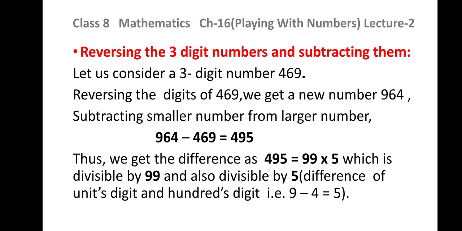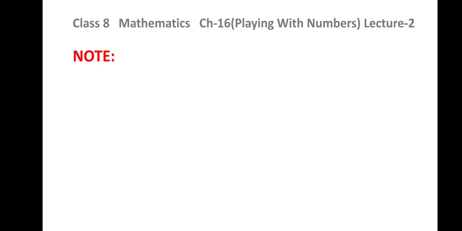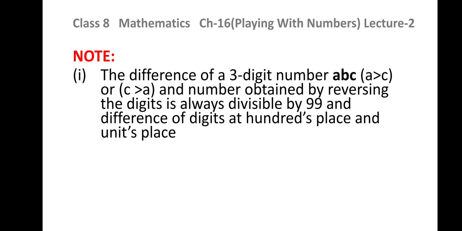So the final difference which we will be getting will always be divisible by 99, and by the difference of the units digit and hundreds digit. Here in this case it will be divisible by 5, because 9 minus 4 gives you 5. The important point to note is the difference of a 3-digit number A, B, C. It can be A greater than C or C greater than A, and the number obtained by reversing the digits is always divisible by 99, and by the difference of the digits at hundreds place and units place.